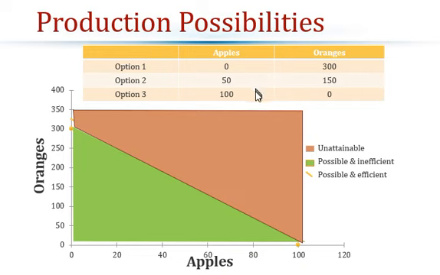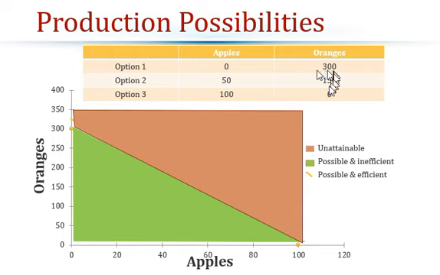Okay, so if we increase still our amount of apples that we're going to produce from 50 to 100, now it's going to take all of the resources. And if we use all of the resources for the production of apples, we don't have any left for oranges, so we get 0 oranges.